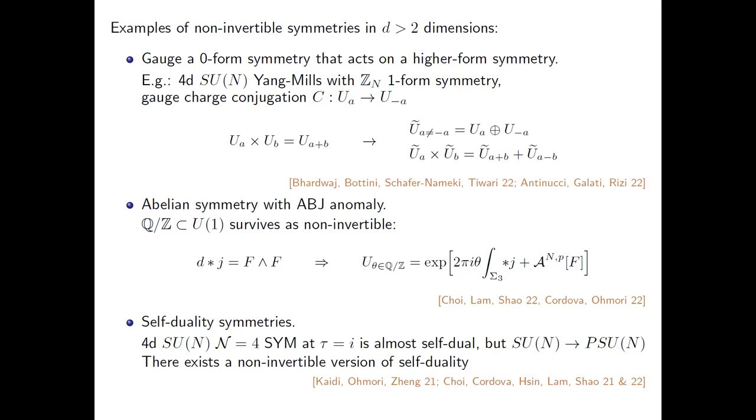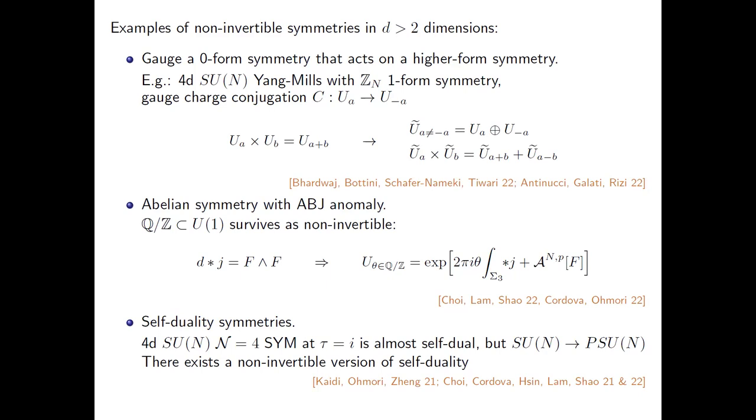Finally, there is another class of examples, which is self-duality symmetries. In fact, this class of examples will be the focus of my talk. I will explain this better later, but let me just say a basic example, at least for a physicist, this is a very simple example. Take N=4 super Yang-Mills in 4 dimensions, with gauge group SU(N).